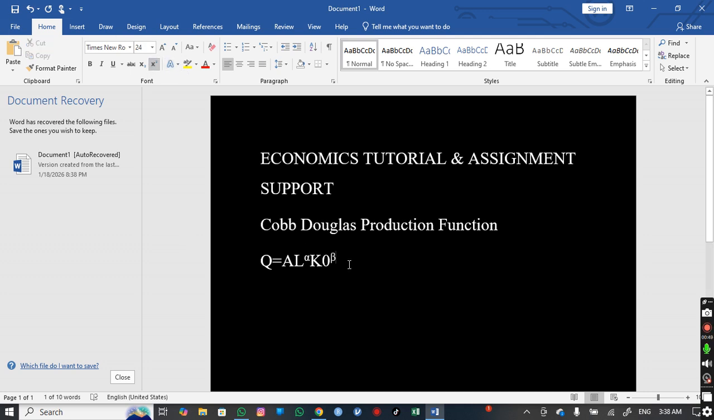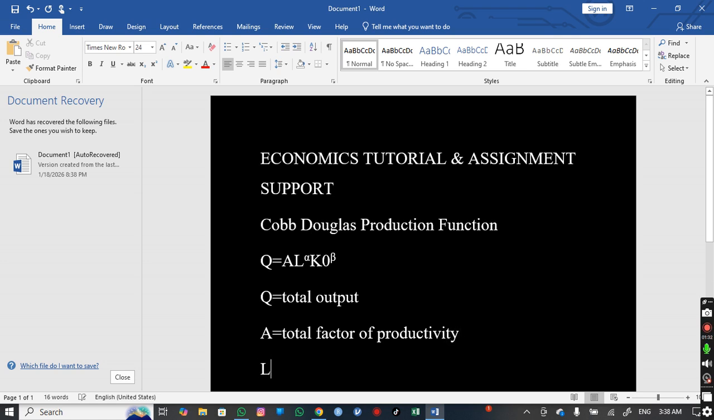Yes, so let me explain the terminologies. Q is the total output of production. It can be microeconomics or rather macroeconomics. A stands for what we term as total factor of productivity. This is in respect to technology, okay?